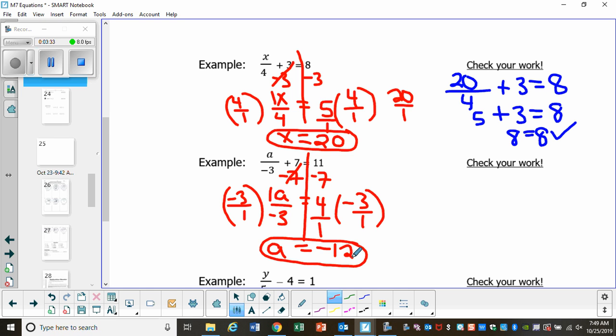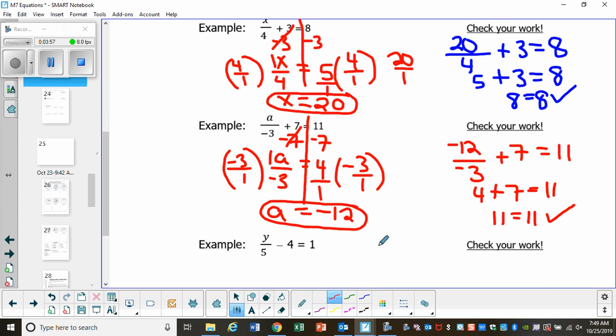So again, how do I check a problem like this? All I do is substitution. So I substitute negative 12 for a. I'm going to divide it by negative 3, and then I'm going to add 7. Why do I add 7 second? Because of PEMDAS. So negative 12 divided by negative 3 is 4. 4 plus 7 would be second, and that's 11. And since 11 equals 11, check.